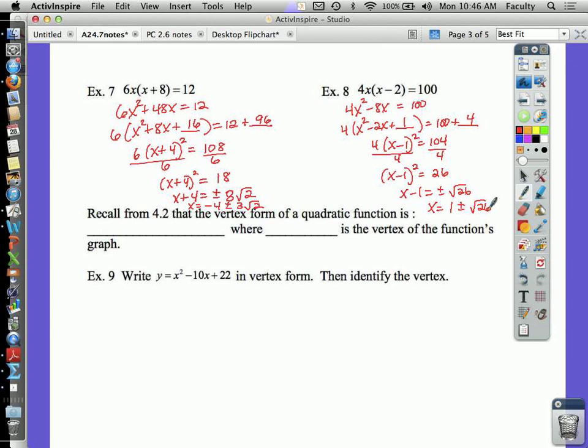Are you guys getting x equals 1 plus or minus the square root of 26? Yes? Or were you almost there? Almost there. Okay, good. All right.